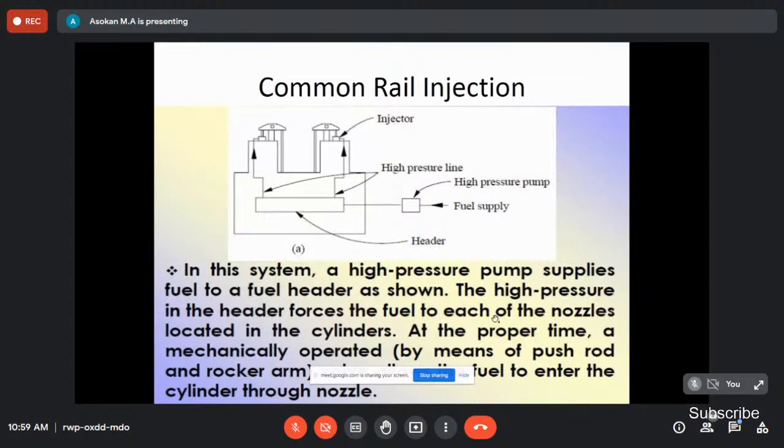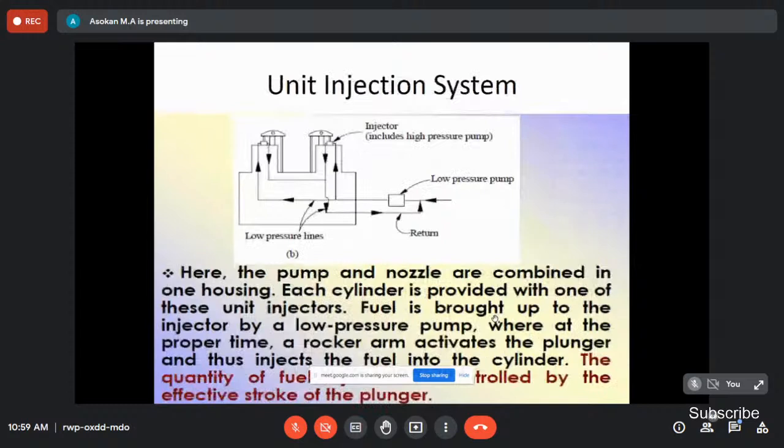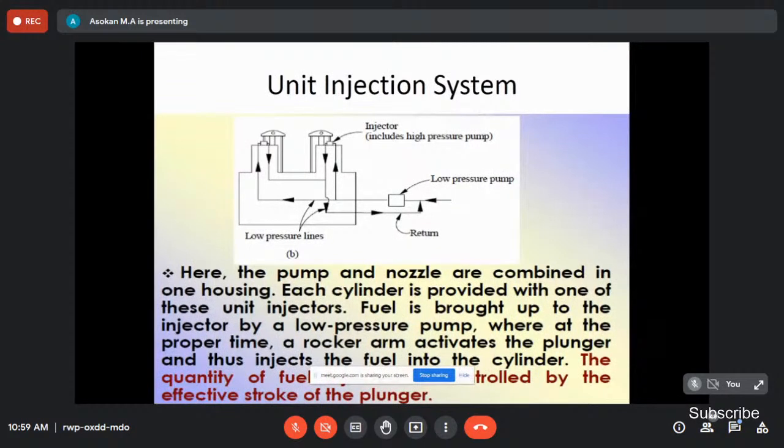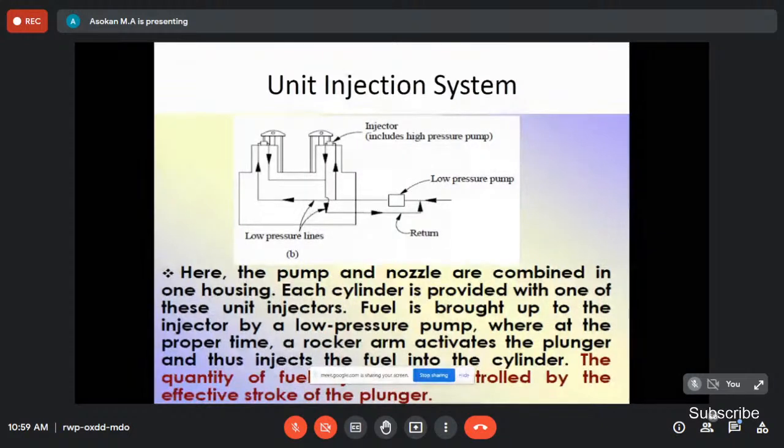So this is the common rail injection system, and then the unit injection system. In the unit injection system, the high pressure pump is located nearer to the injector. But in the case of the common rail system, one common high pressure pump supplies the fuel to each cylinder. In this case, there is a separate high pressure pump located at each cylinder. That is the difference. The low pressure pump supplies the fuel to the high pressure pump. The high pressure pump supplies the fuel to the injector at the right moment. The fuel is injected. Okay.